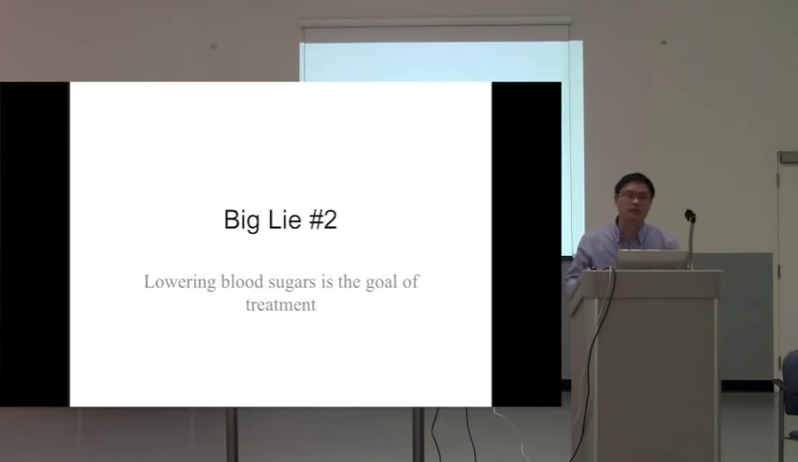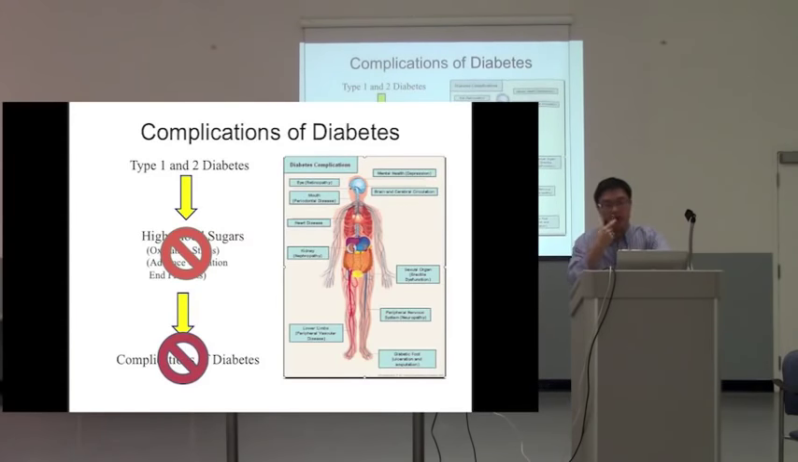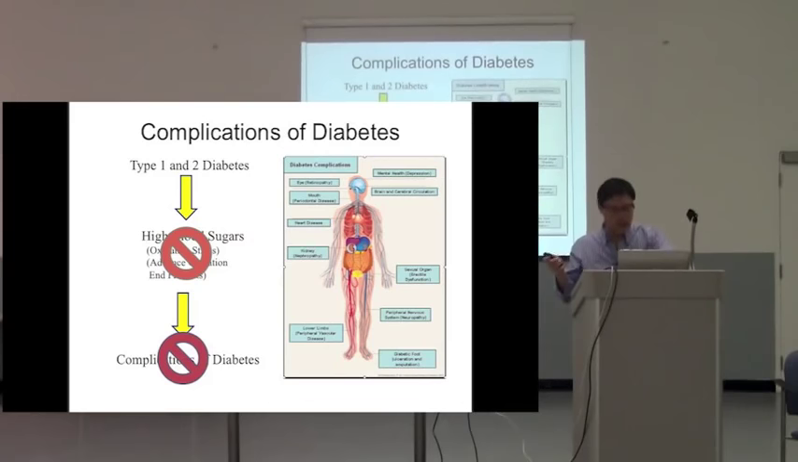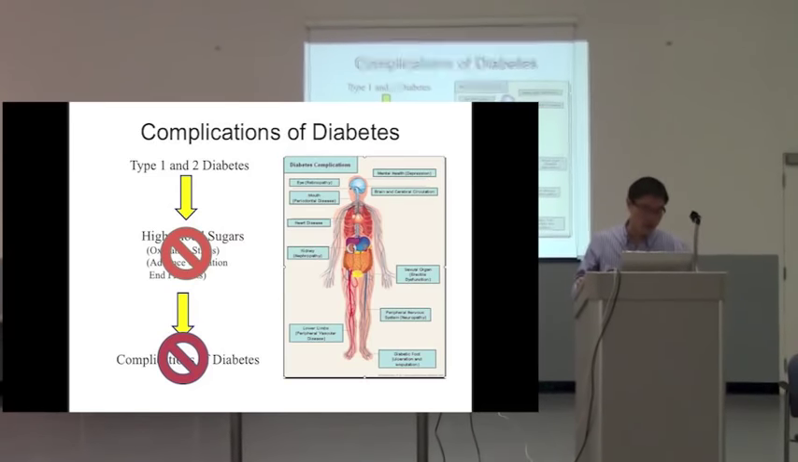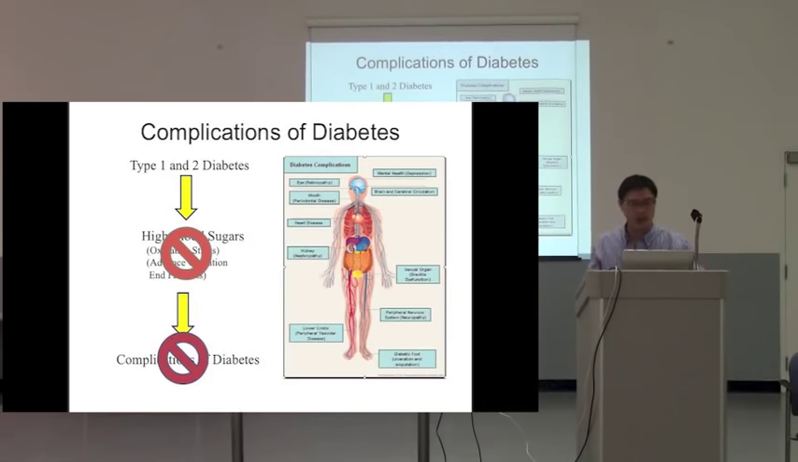So the second big lie of type 2 diabetes is that lowering blood sugar is the entire goal of the treatment of disease. So this is the way we think about it, right? Both type 1 and type 2 diabetes lead to high blood sugars, and through various mechanisms like oxidative stress and advanced glycation end products, this leads to the complications of diabetes, right? That's how we conceptualize it. So if you get rid of the high blood sugars, then you get rid of the complications of diabetes. And that's what has driven our treatment of diabetes for the last 50 years. There was a problem, though. It wasn't true.